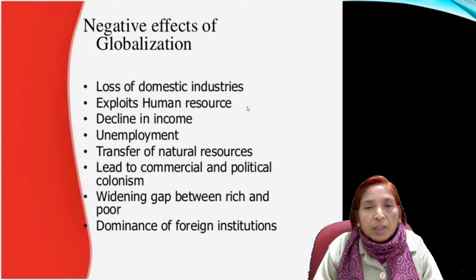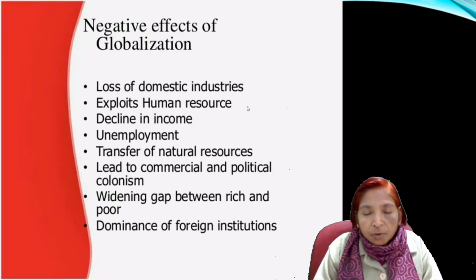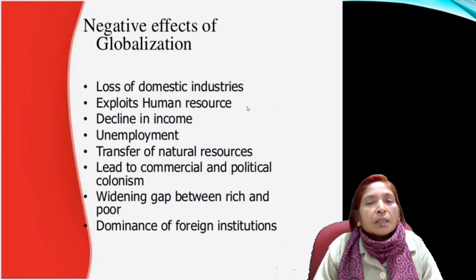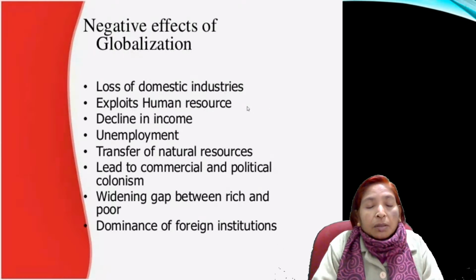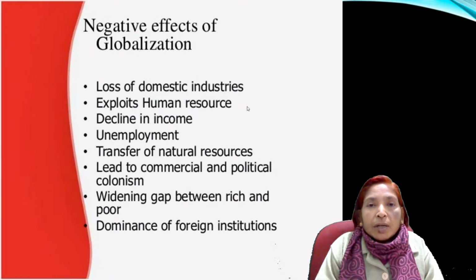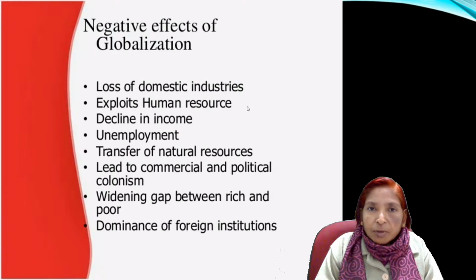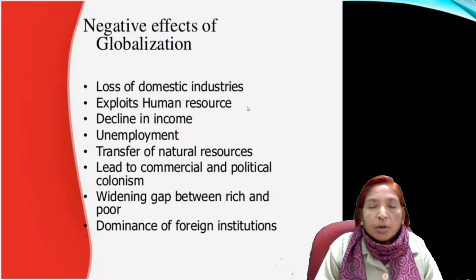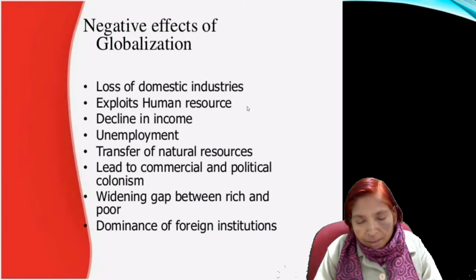Decline in income: when they pay less salary to the workers, the income level of the workforce will also decrease. And due to the fall in income of the labor force, the whole growth of the country will also decrease. Unemployment: most of the developed companies or MNCs mainly use modern or advanced technologies in which less manpower is required for their business enterprises. In this way, the unemployment problem always exists due to globalization.